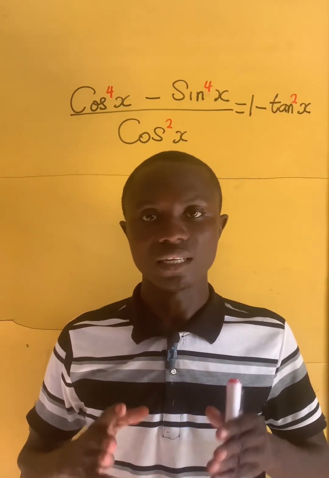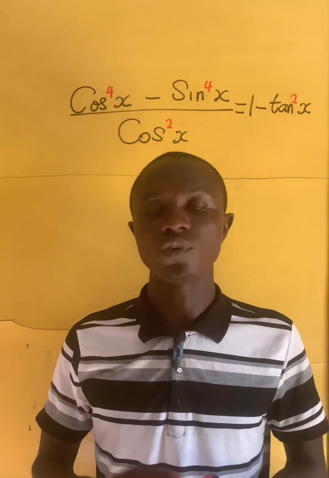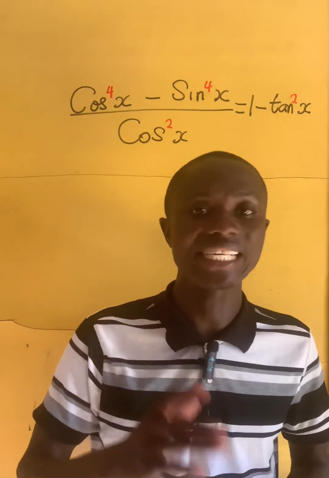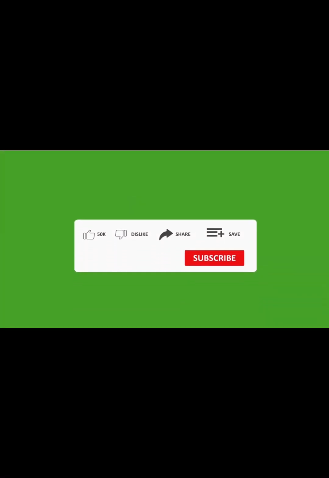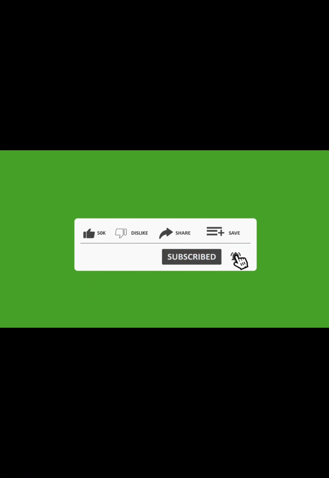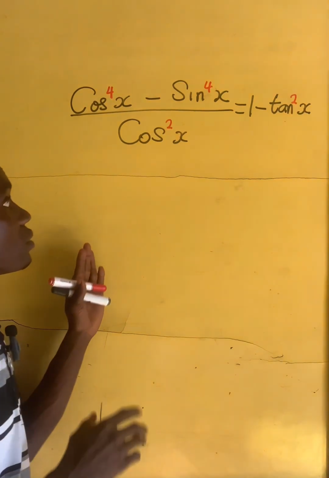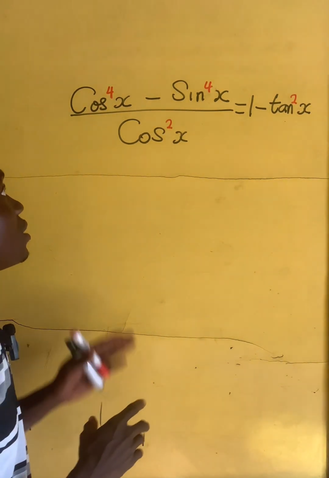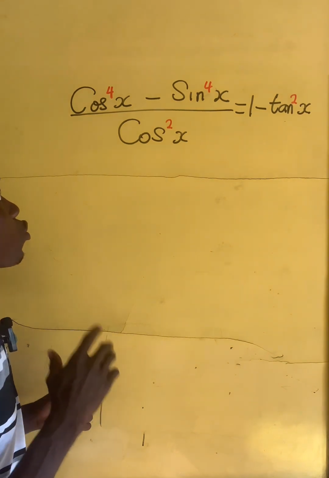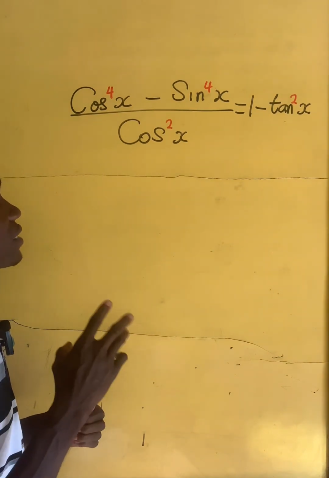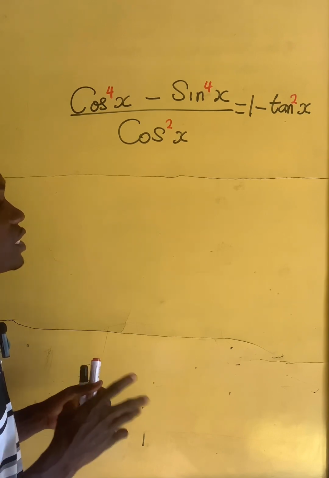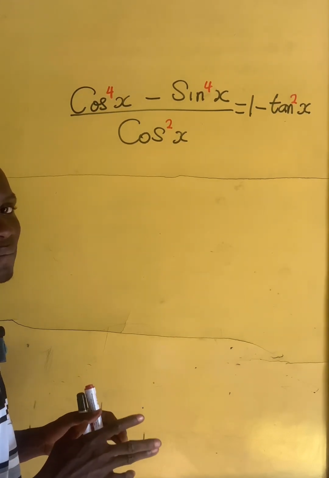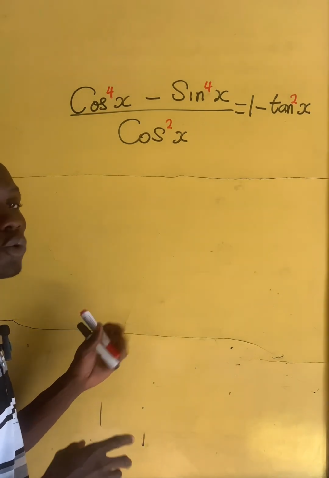I am Mensa Augustine. In this lesson, we are going to look at how to prove this simple trigonometric identity. So now, let's see how we prove this in a very simple way. We are to show that cosine to the power 4 x minus sine power 4 x, divided by cosine squared x, equals 1 minus tangent squared x. Now let's see how we do it.